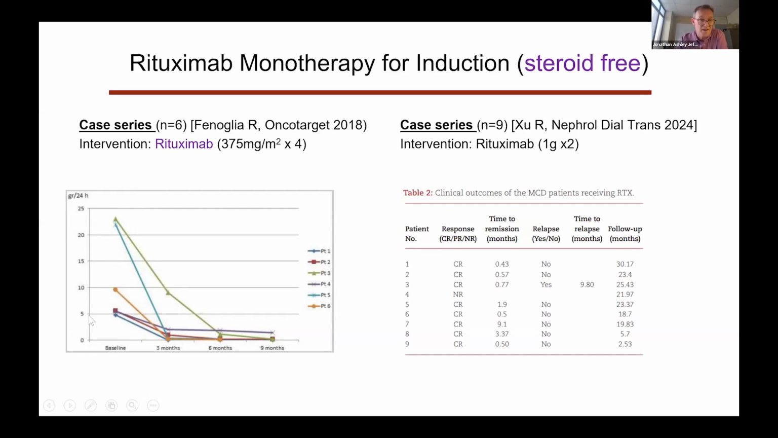This is proteinuria on this axis. You can see it takes quite a while. In many of these patients, it was taking 3 months to get down, as opposed to the 3 to 4 weeks that we often see with steroids. And in this series of 9 patients from China, 8 out of the 9 had a complete remission with rituximab monotherapy. Some went into remission quickly, but some took a couple of months. There's one at 9 months, one at 3 months. So again, a hint that maybe it takes a little bit longer with rituximab monotherapy.